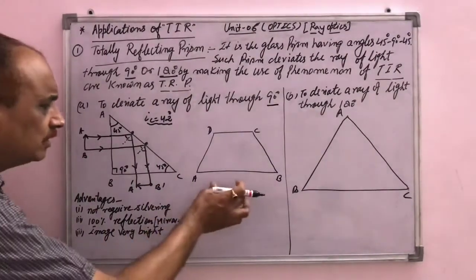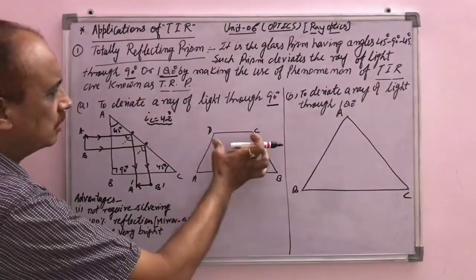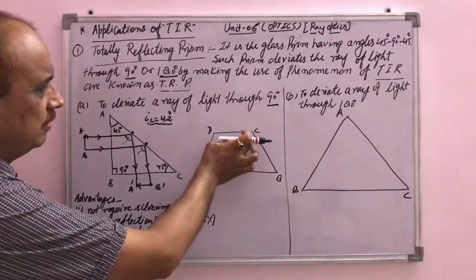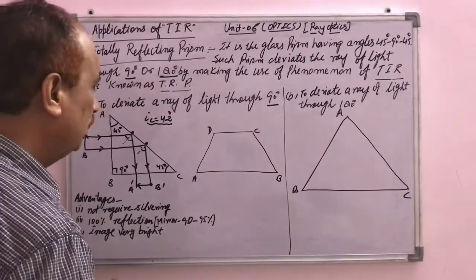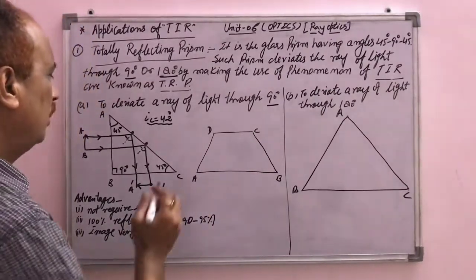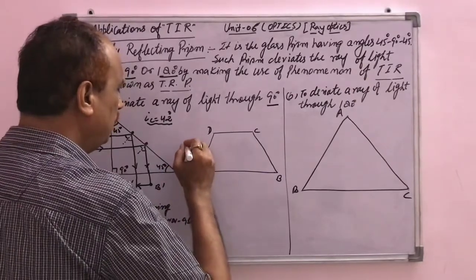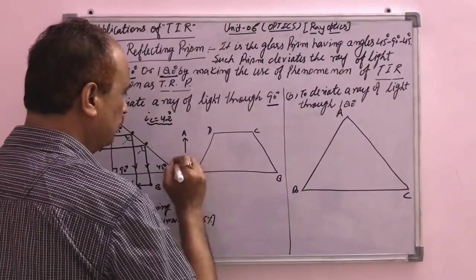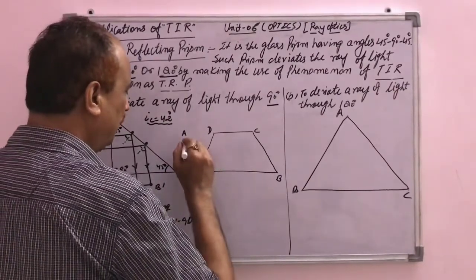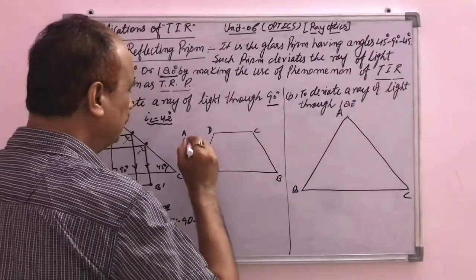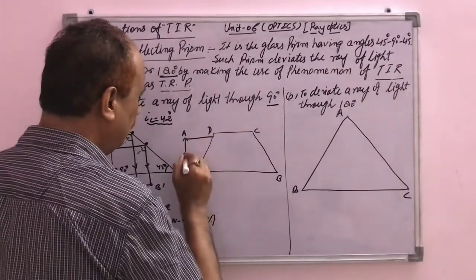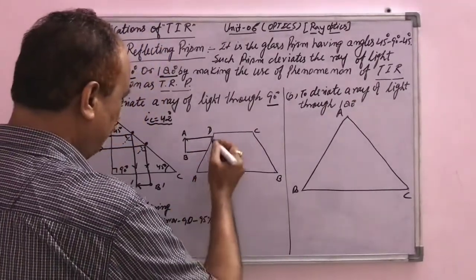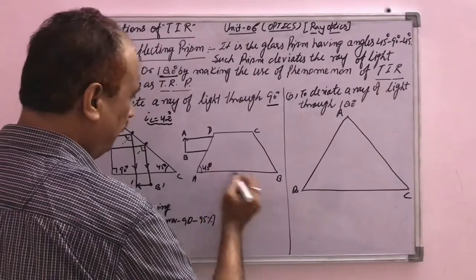Similarly, another example is there. Suppose this is a complete prism and the upper part of the prism is cut off, so it is made just like a trapezium. In the case of this trapezium prism, an object AB is placed in front of one face AD of the trapezium, so the ray is incident like this, and this face AD makes an angle of 45 degree.